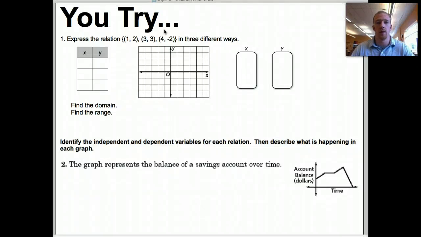Here's your U-try. So, given the set, represent the relation in the other 3 ways, and then describe what's going on in the graph here. Identify the independent and dependent variables.